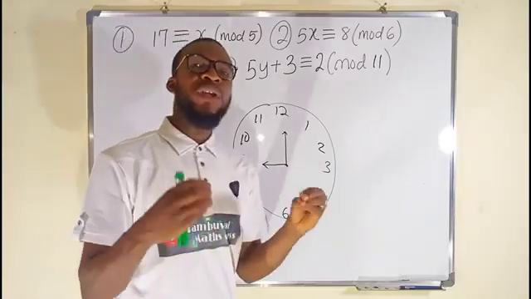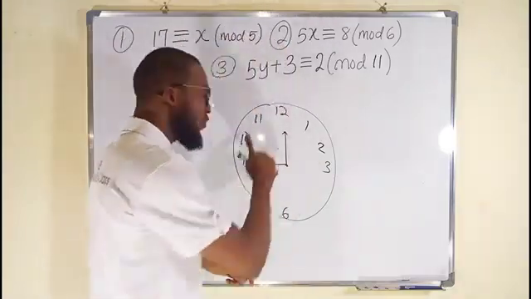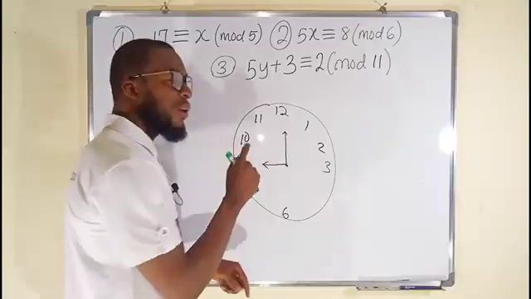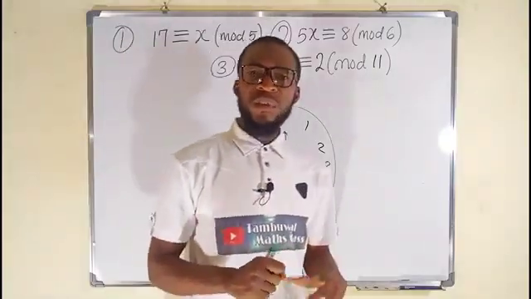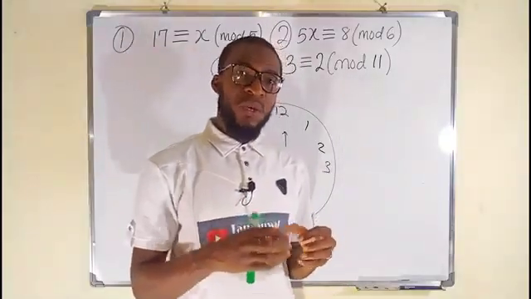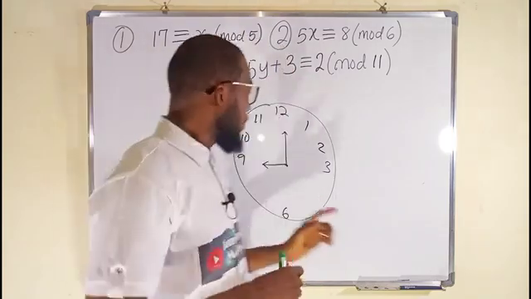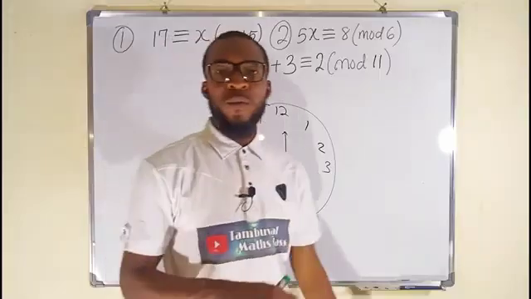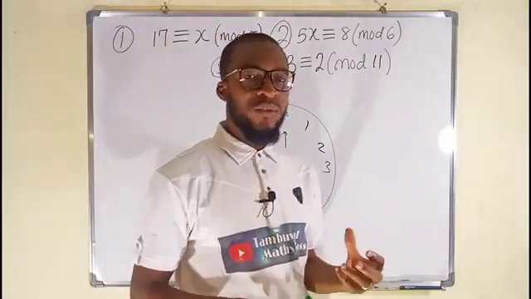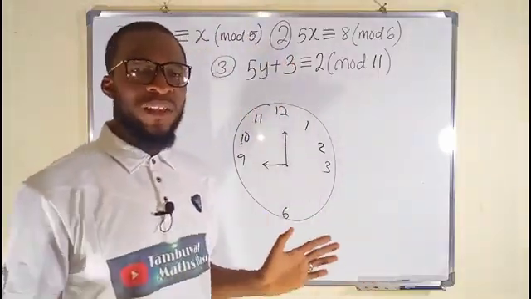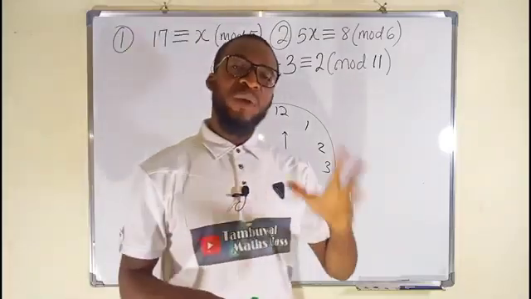And what about if we add 12? From 9, if you add 12, you will come back to that 9. This means that adding 12 to any number in mode 12 is just like adding 0. What if we add 24? 24 is also a multiple of 12, so it's like we have not added anything. But what if we add 25?